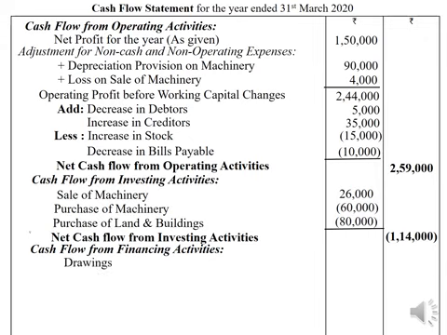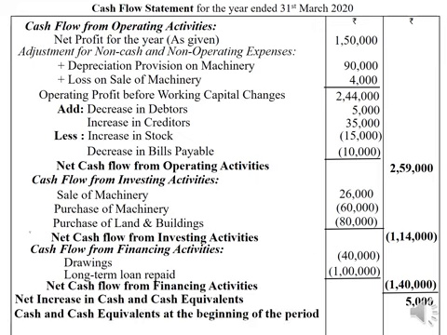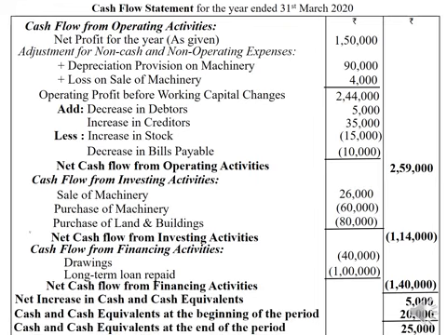Next, financing activities. Drawings amount is there. It is found out by preparing capital account, worth rupees 40,000. Then long-term loan is decreasing, so it is assumed as repaid, 1 lakh worth rupees. So 1,40,000 is outflow on financing activities. It results in net increase in cash and cash equivalents. Add opening balance of cash and cash equivalents rupees 20,000 to get 25,000 closing cash and cash equivalents balance.